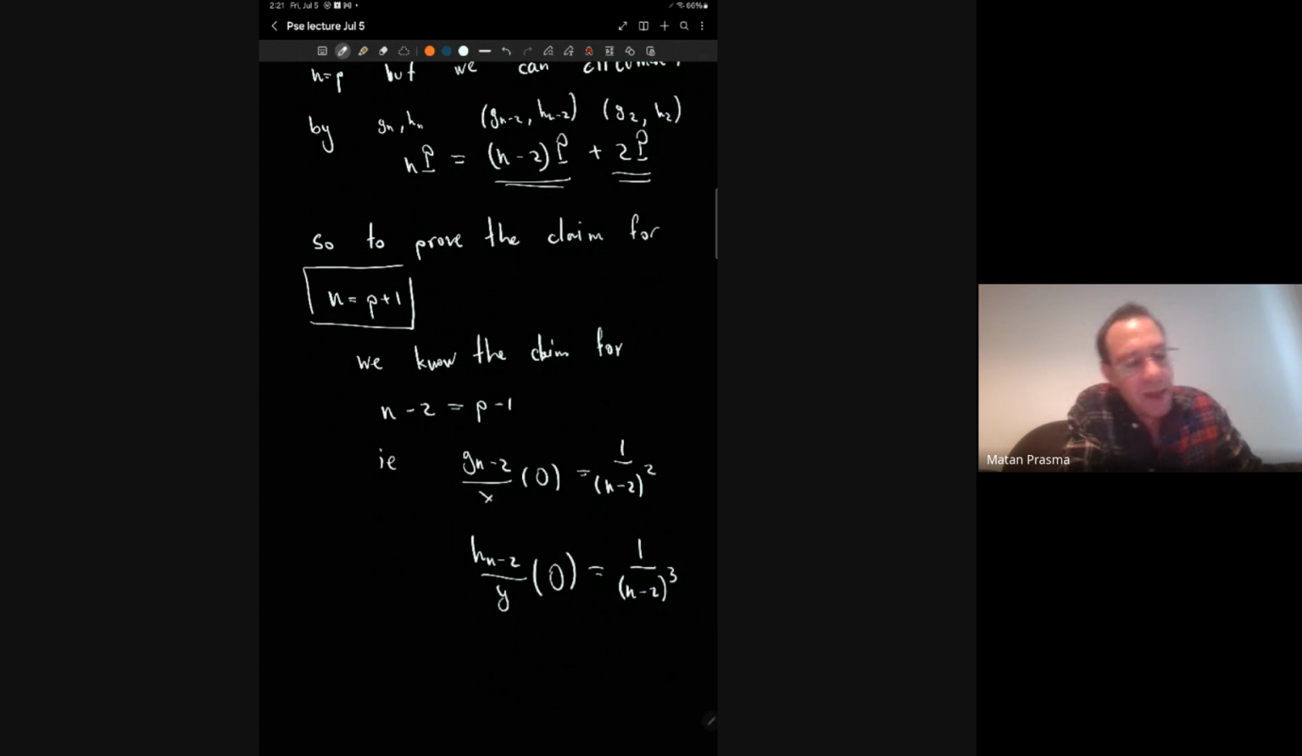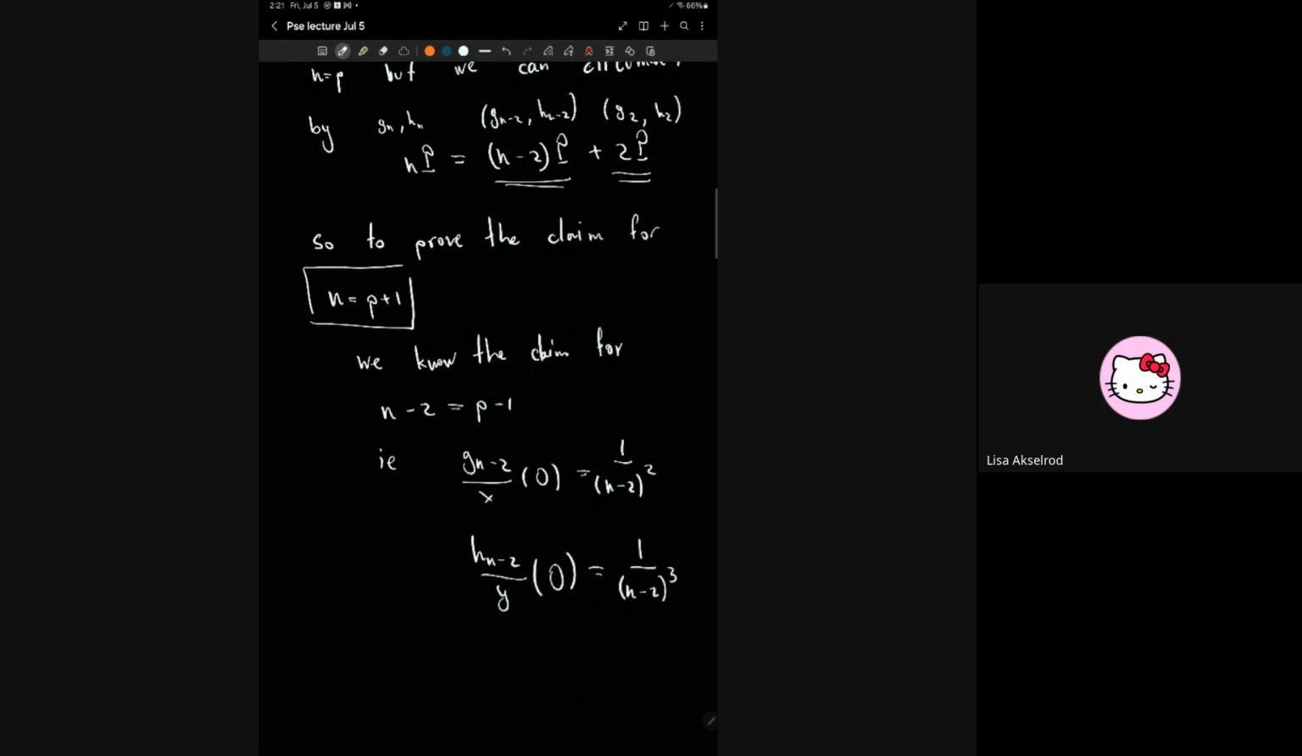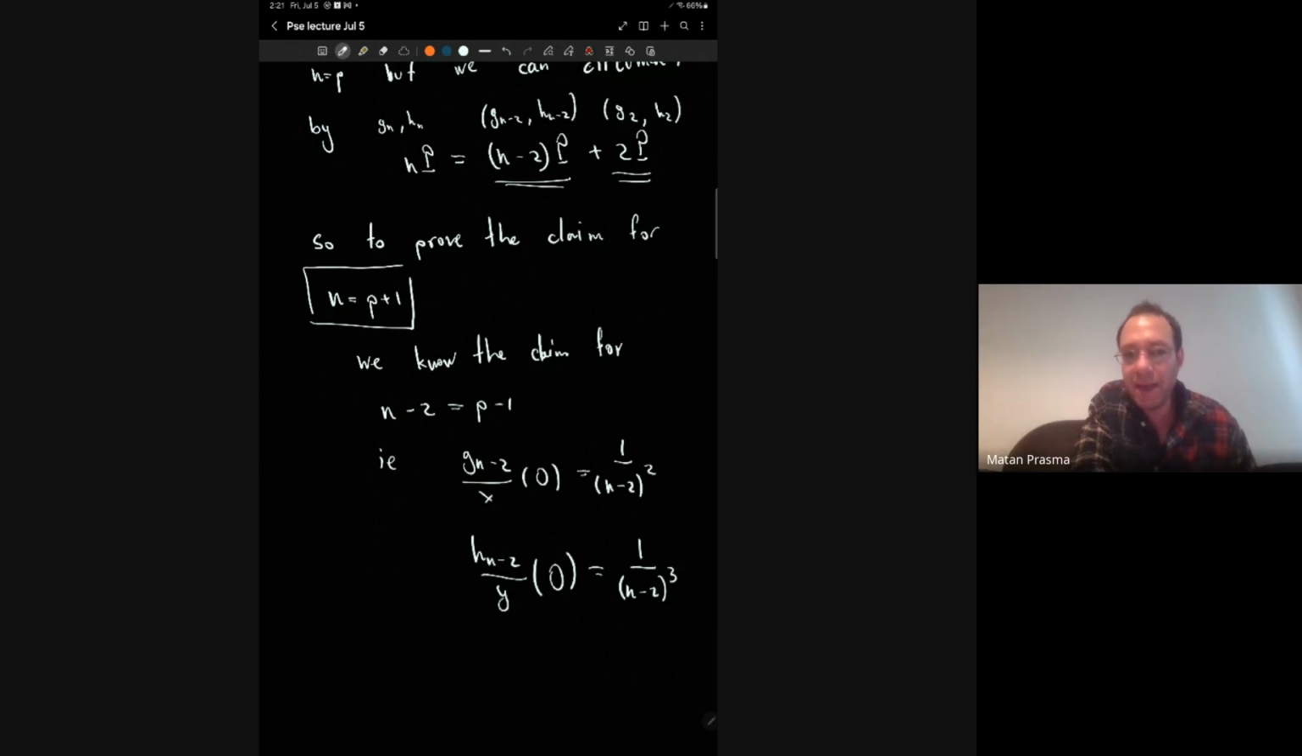And I will do a very similar manipulation. I will write the sum on the right side as expressions of g_{n-2} divided by x and h_{n-2} divided by y. And then I would want to evaluate it at O. Right? Okay, you see the point. I'm not writing the details, but I'm trying to convince you that it's the same way that we did the previous thing. We can do this.